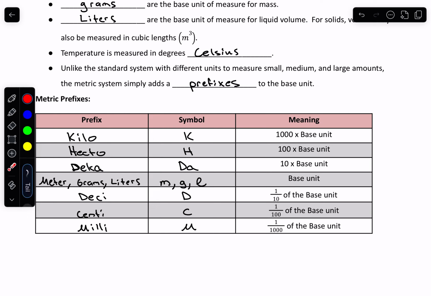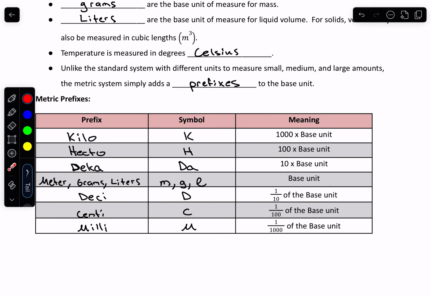So now we have that the three in the middle here, these are our base units. So we start with meters, grams, or liters, but then we modify those by putting a prefix in front of it, where if we put kilo in front of the word meter, for instance, that means 1,000 times meters. So a kilometer is 1,000 meters. If we put the prefix hecto in front of meter, that means 100 meters. Deca tells us to multiply by 10.